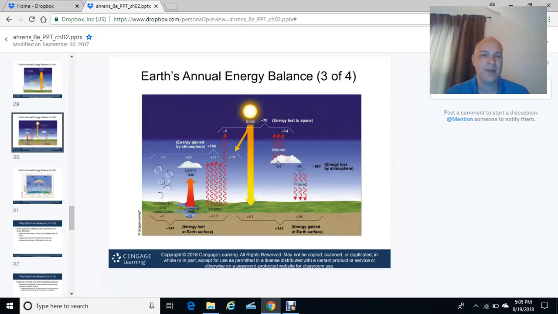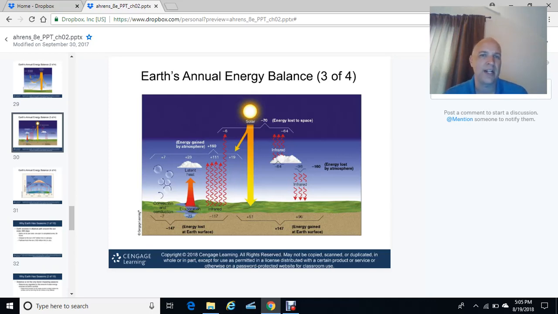And this is an example of how energy gained equals energy lost, and that's how we maintain that 59 degree Fahrenheit Earth temperature over the course of a year. Energy in equals energy out. Okay, and there's a lot of processes involved in that.